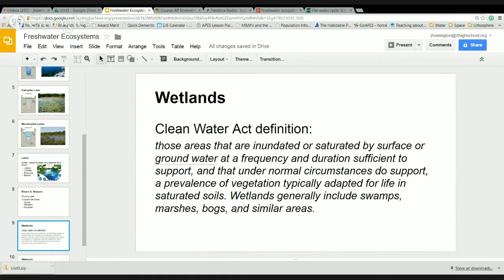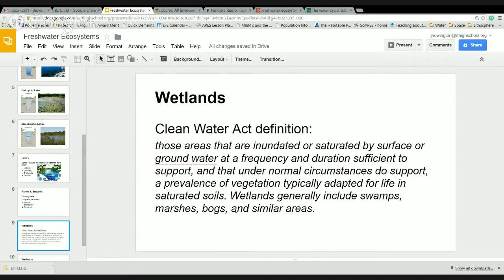So wetlands are very important ecosystems, and they are actually defined in one of the sections in the Clean Water Act. It's defined as those areas that are inundated or saturated by surface or groundwater at a frequency and duration sufficient to support, and that under normal circumstances do support, a prevalence of vegetation typically adapted for life in saturated soils. Wetlands generally include swamps, marshes, bogs, and similar areas.